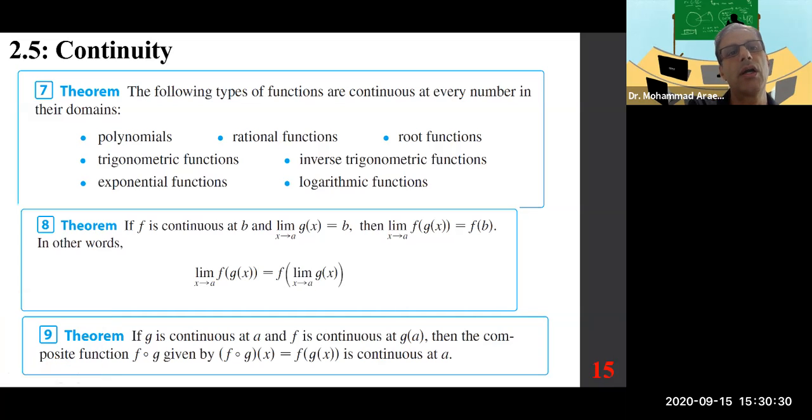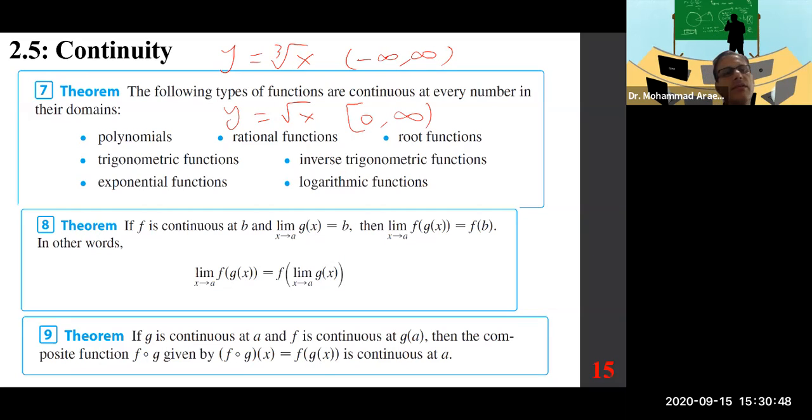If you have y equals cube root of x, I hope you see that the domain is all real numbers because the index is odd. But if you have y or f of x equals square root of x, then it's from 0 to infinity. So you have to be able to come up with that. That's the idea of domains. You have to know the domains.